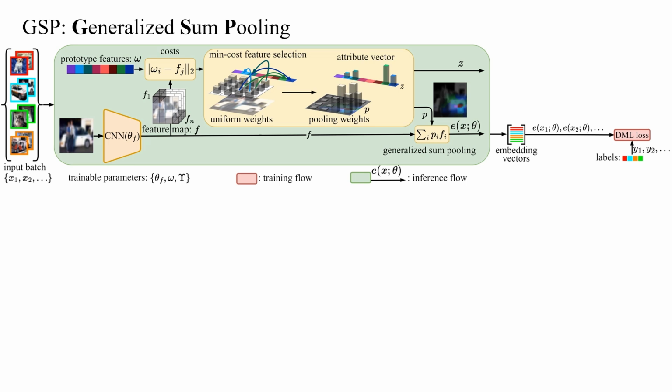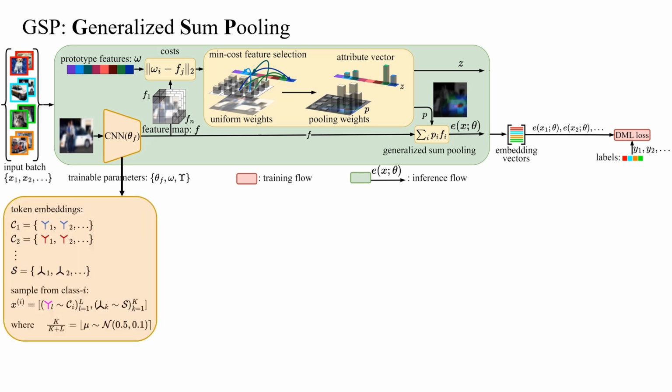We designed a synthetic empirical study to evaluate generalized sum pooling in a fully controlled manner. In this study, we simulated a convolutional neural network's output using trainable tokens. Each class has its set of learnable tokens, and we also have a shared token set. To create a sample feature map, we randomly sampled from both class-specific tokens and shared tokens, with the ratio between them varying for each sample. We then obtained global representations using both global average pooling and generalized sum pooling.